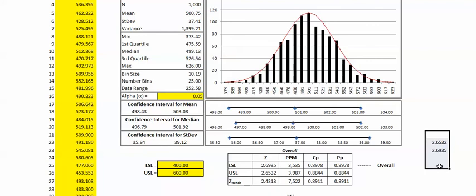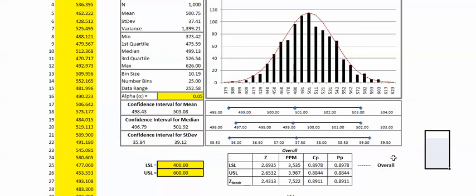And what it's saying then is I've got a 2.69, or 2.7, sigma capability on the lower, and a 2.65 sigma capability on the upper. Overall, I've got a capability of 2.43 sigma. And then my parts per million, so the expected defects, are 3,535, and then I've got my capability indices here, my short term and my long term.